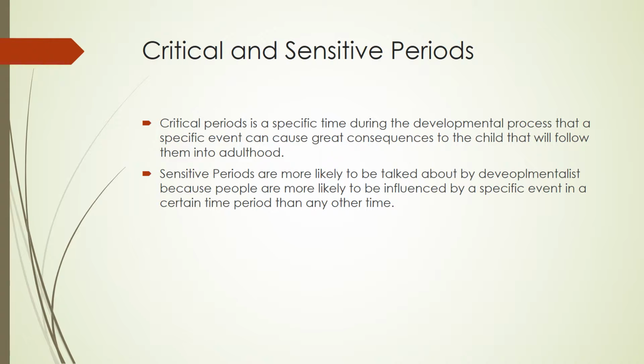Critical and sensitive periods. A critical period is a specific time during the developmental process in which a specific event can cause great consequences to the child that will follow them through adulthood. This is where a child who should have learned to read at a certain age may have difficulties later on because they did not learn at the crucial time of brain development to read.